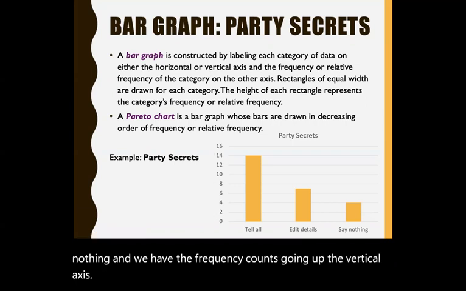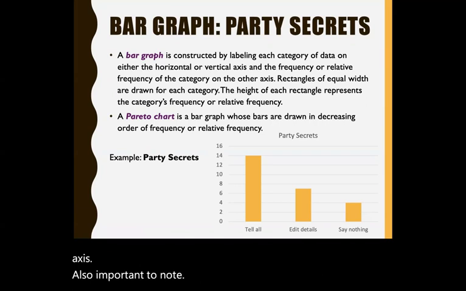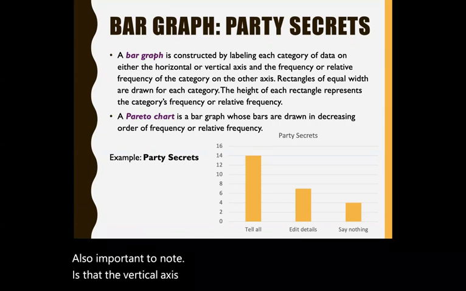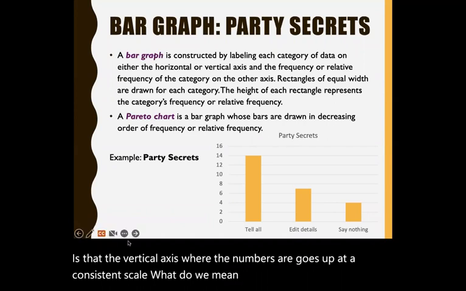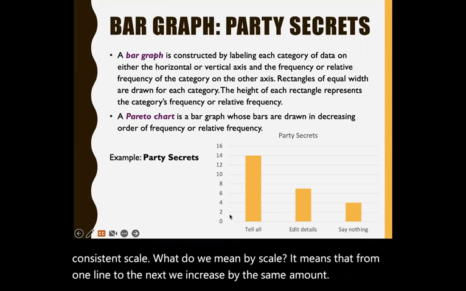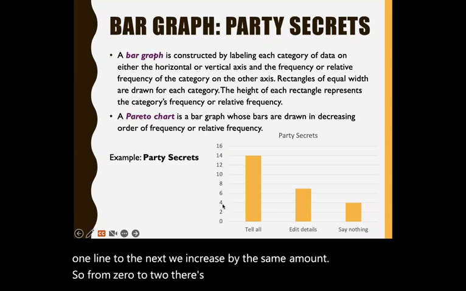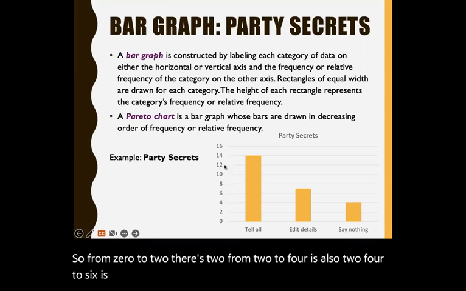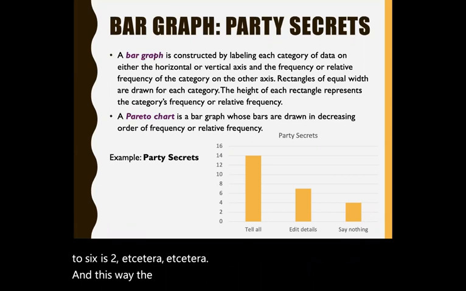Also important to note is that the vertical axis, where the numbers are, goes up at a consistent scale. What do we mean by scale? It means that from one line to the next, we increase by the same amount. So from 0 to 2, there's 2. From 2 to 4 is also 2. 4 to 6 is 2, et cetera, et cetera. And this way, the graph clearly represents the data and isn't incorrectly portraying the data.